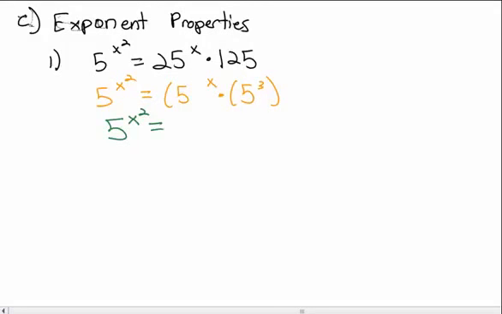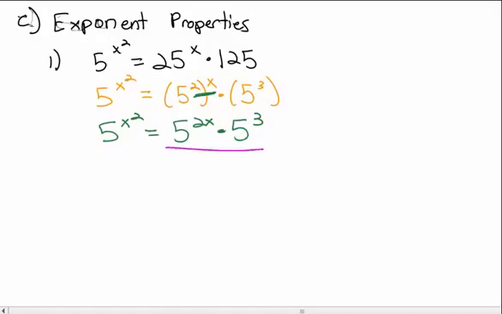Whoops. When I multiplied my exponents, I accidentally deleted. Multiply those exponents together, so we get 5 to the x squared equals 5 to the 2x times 5 to the third. But we've got double 5 on the right side, and that's not going to work. Order of operations says we cannot treat that like it's a 25, 5 times 5. Order of operations says we have to deal with exponents before we do any multiplication.